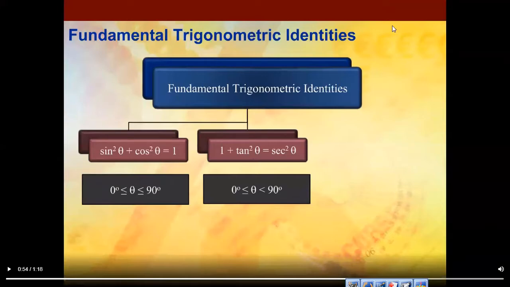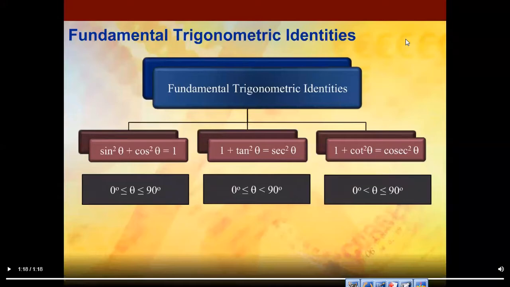The second identity is 1 plus tan square theta is equal to secant square theta. Since tan theta and secant theta are not defined for theta equal to 90 degrees, the identity holds true for theta greater than or equal to 0 degrees and less than 90 degrees.